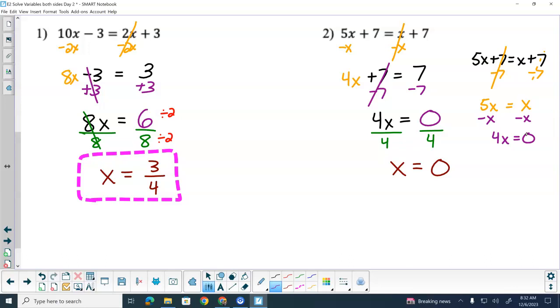We can only have variables on one side. Oh, check it, 5 times 0 is 0, plus 7 is 7. So the left side is equal to 7. 0 plus 7. Is 7 equal to 7? Oops, that didn't work out for me.